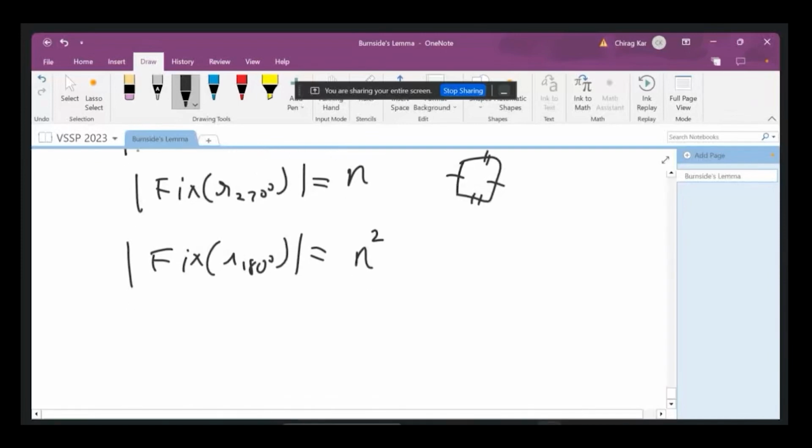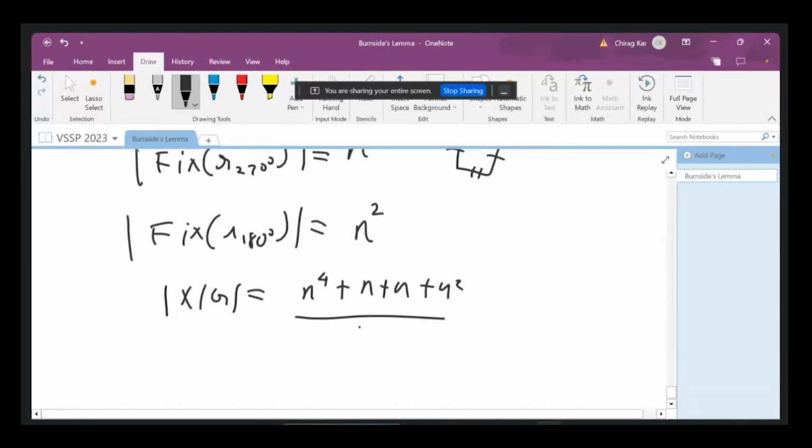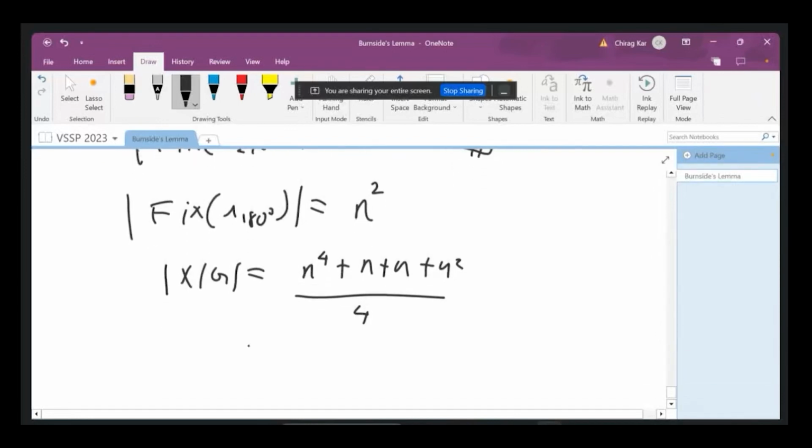Now adding all of these up, we have that the cardinality of X by G in this situation is equal to the sum 1 times n to the 4 plus n plus n plus n square, divided by the cardinality of the group G, which is 4. In essence, what we have shown is that the number of possible colorings of a square by n possible colors is equal to n to the 4 plus n square plus 2n, divided by 4.